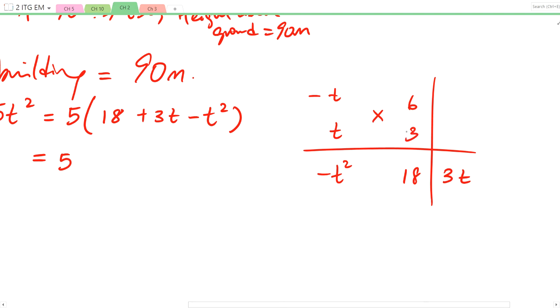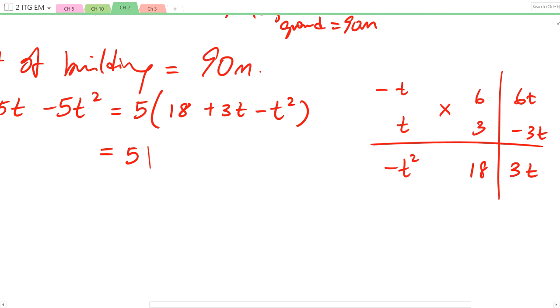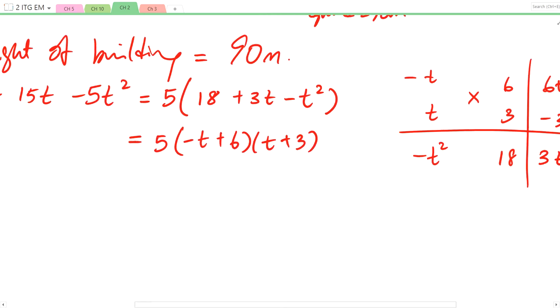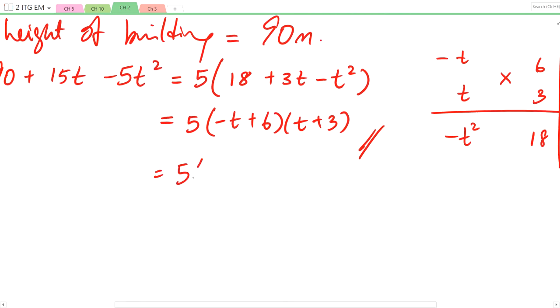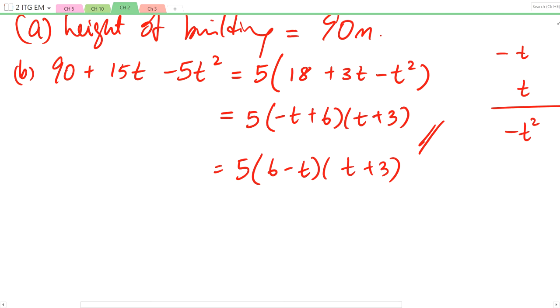Okay, let's try what happens over here. We get negative 3t. We get 6t. So does this make sense? Okay, so now I will finish up my factorization to give me negative t plus 6 and t plus 3. This is the factorized form. Obviously, you can write it as 5 times 6 minus t and t plus 3. They are the same thing. So that's part B. And part C.